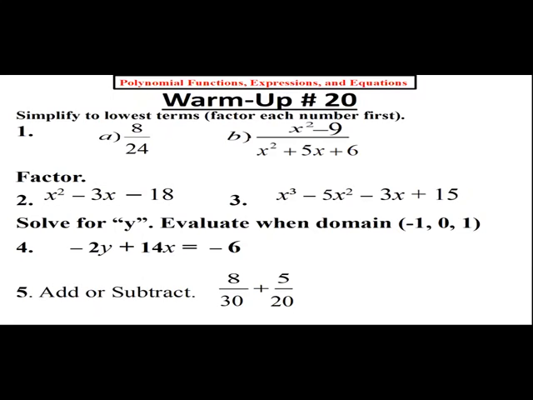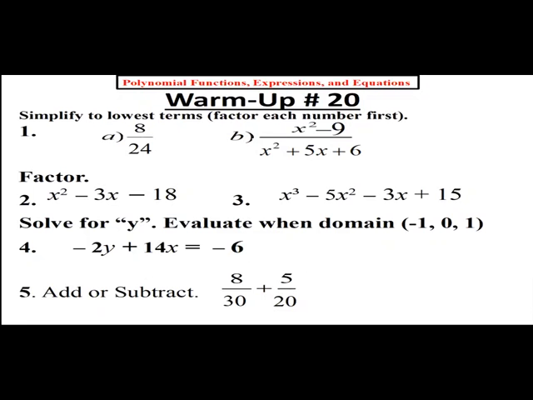Then from there, the instructions for number 4 reads solve for y and then evaluate when the domain is -1, 0, and 1. And number 4 reads -2y plus 14x equals -6. And number 5, it says add or subtract, and they give us 8 over 30 plus 5 over 20. Go ahead and copy those. I'll give you guys about 5 minutes. Ready and go. Start with number 1.